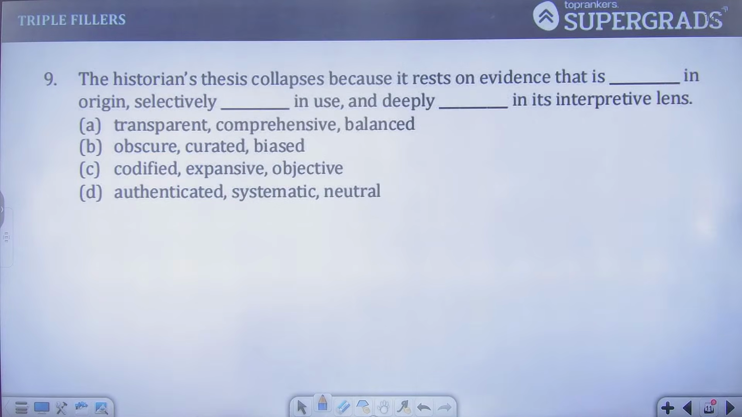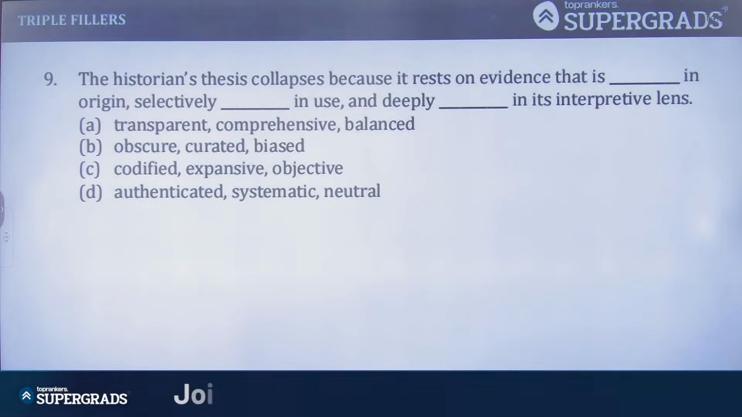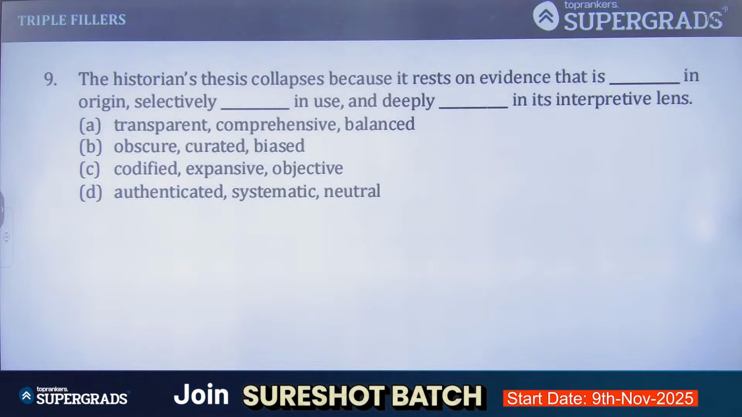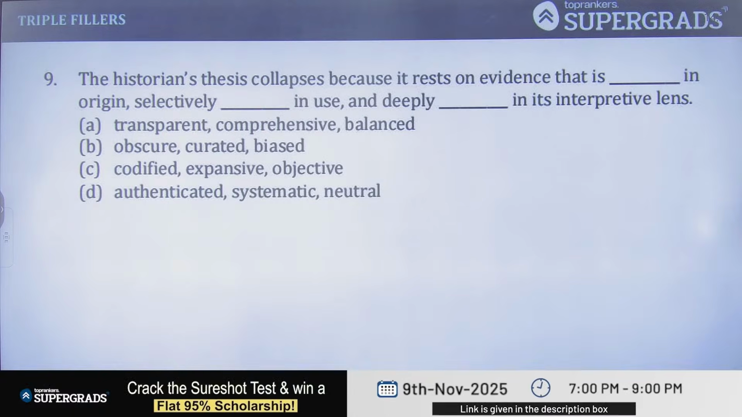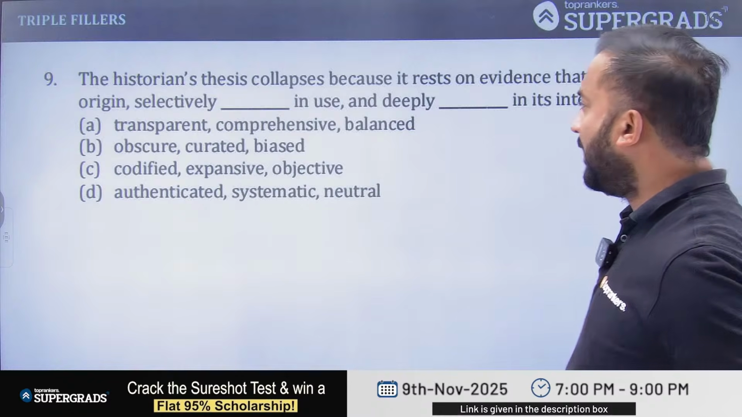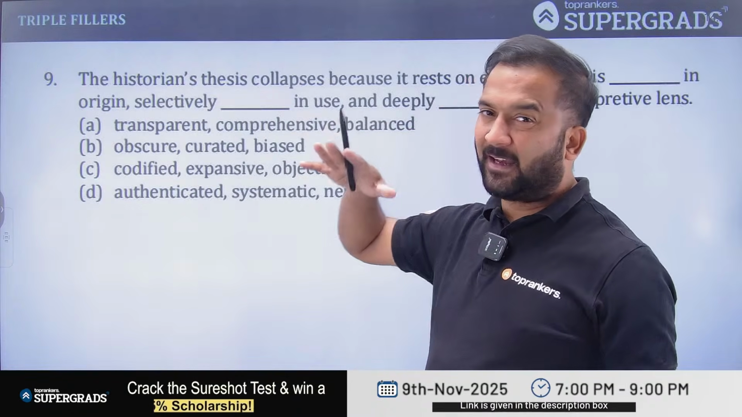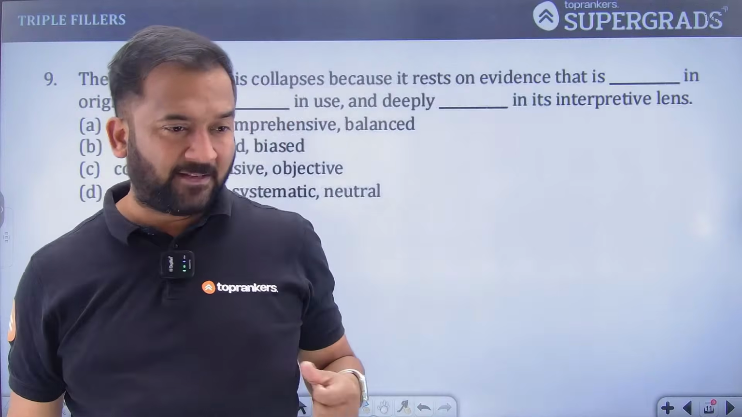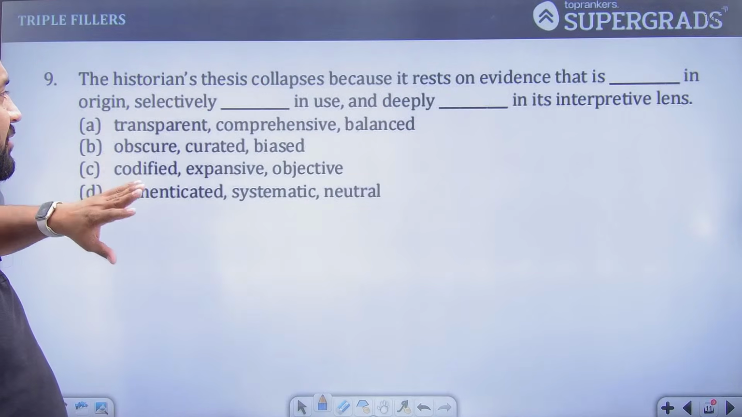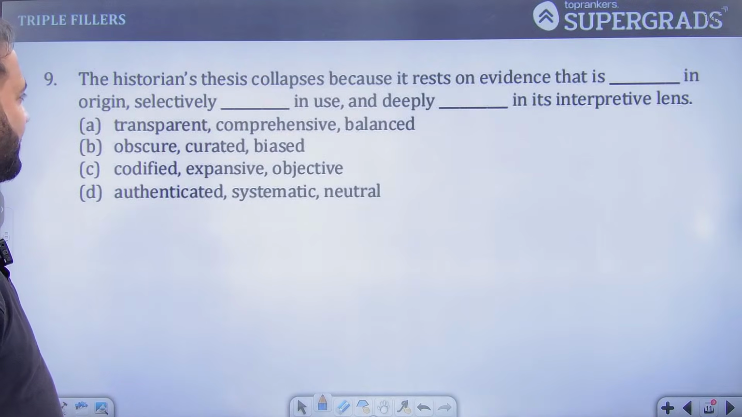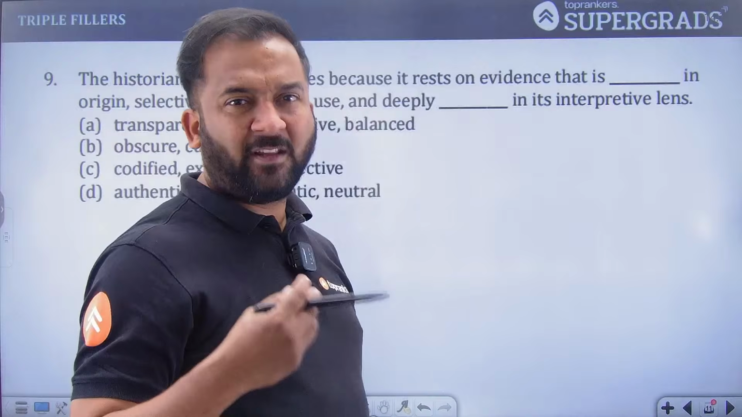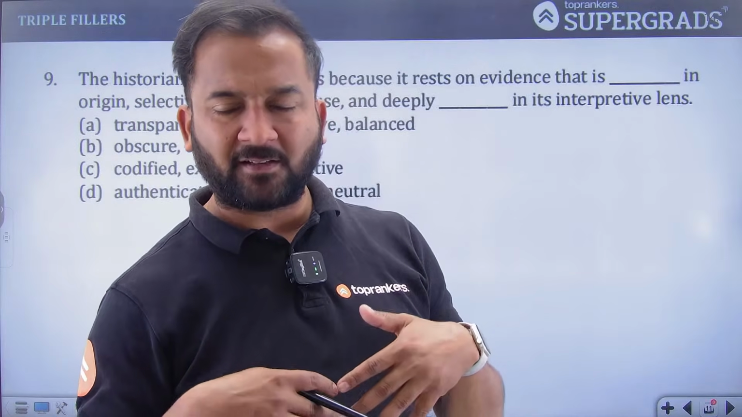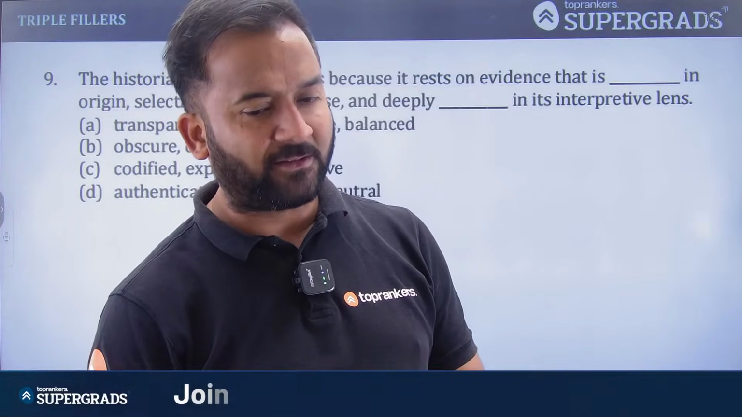Question 9. Question number 9. The historian's thesis collapses. Now the thesis collapses, it becomes weak. So what could be the reason for this? Because it rests on evidence that is dash in origin. So evidence, again, something that we cannot trust, something that is doubtful, something that is unclear. I had to find some such word in this question.